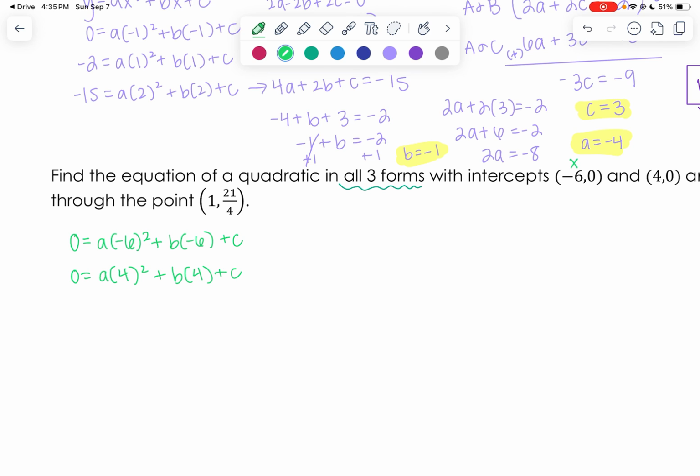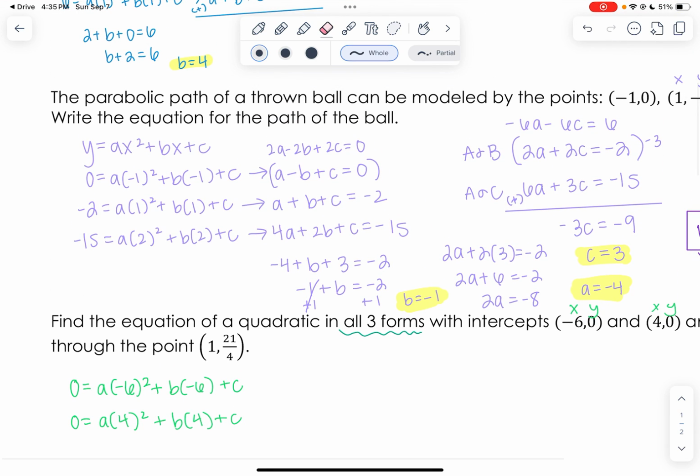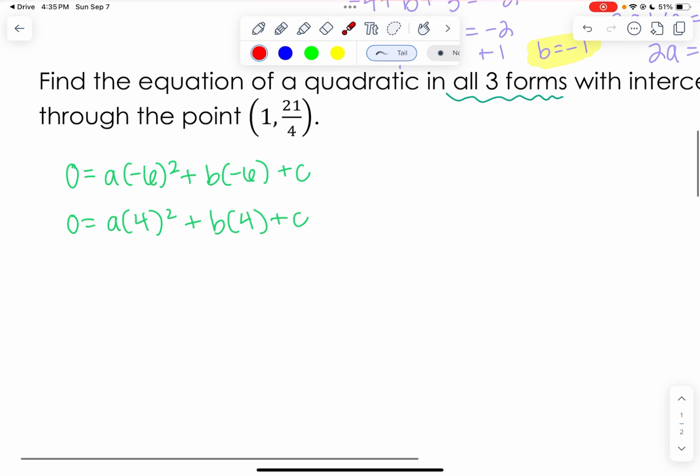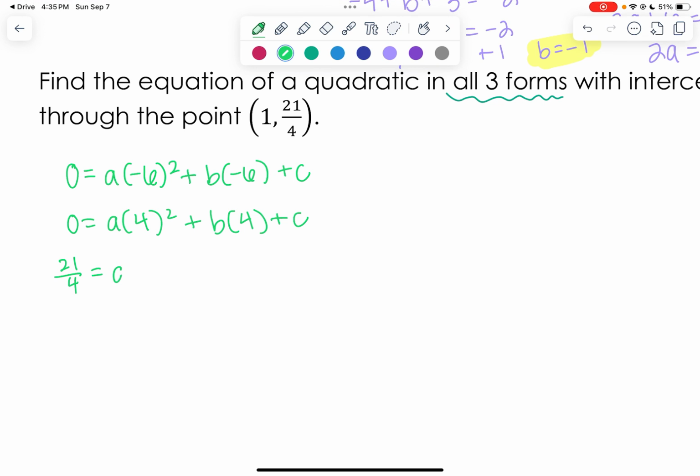Okay, not forgetting, this is x, y, x, y. And then when I rearrange it, I just move the y to the back end. But just be really careful plugging these in, okay? And then for the last one, that would be 21/4 equals A times 1 squared plus B times 1 plus C. So when I rearrange it, I just write this part first and I say equals 0 at the end.